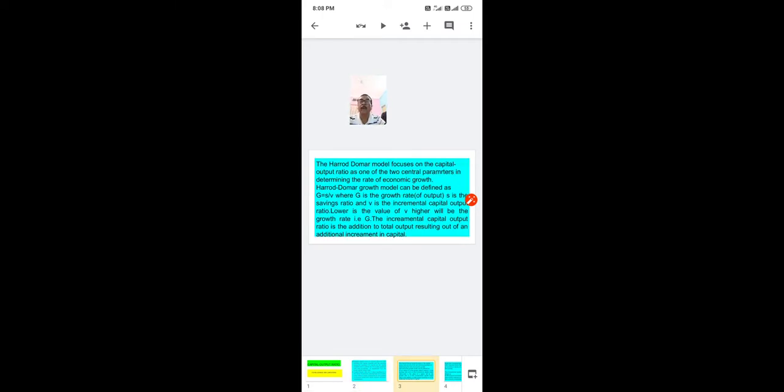The Harrod-Domar model focuses on the capital output ratio as one of the two central parameters in determining the rate of economic growth. Harrod-Domar growth model can be defined as G is equal to S/V, where G is the growth rate of output, S is the saving ratio, and V is the incremental capital output ratio. Lower is the value of V, higher will be the growth rate, that is G.